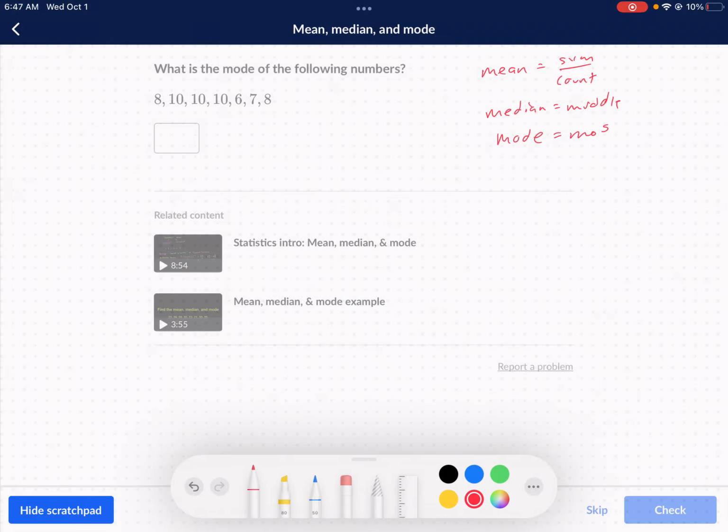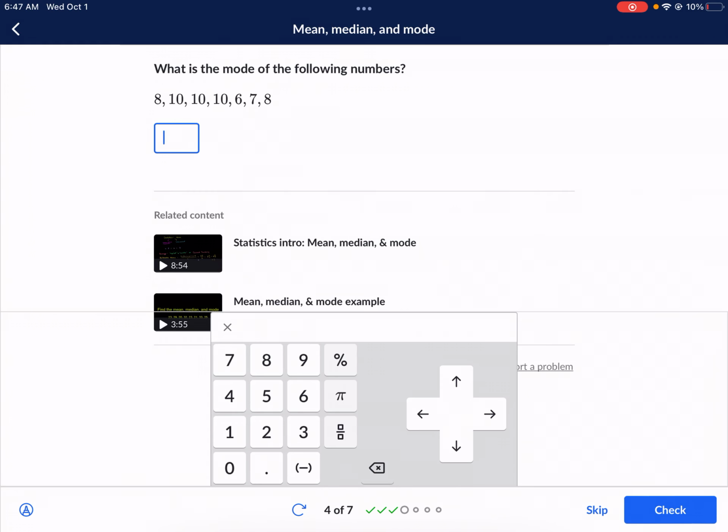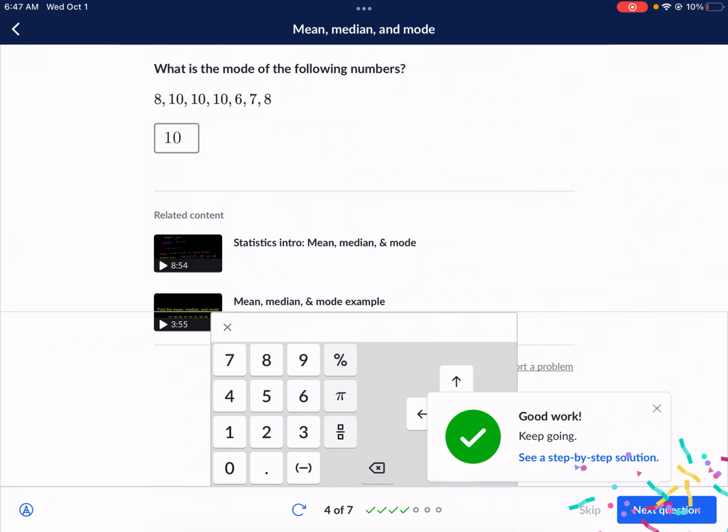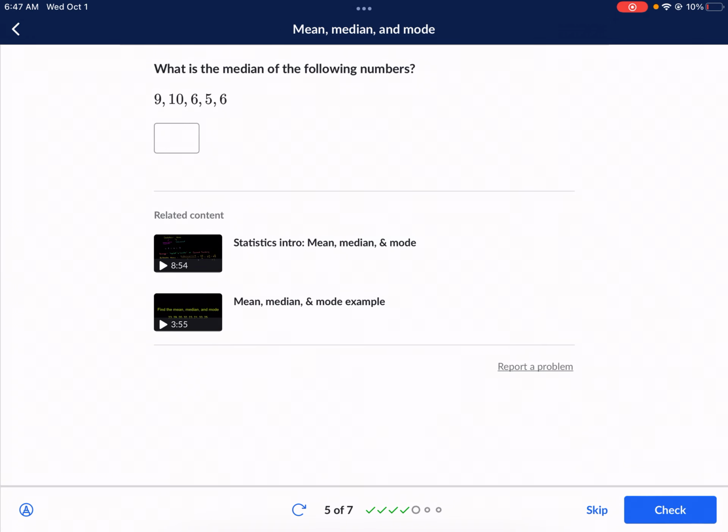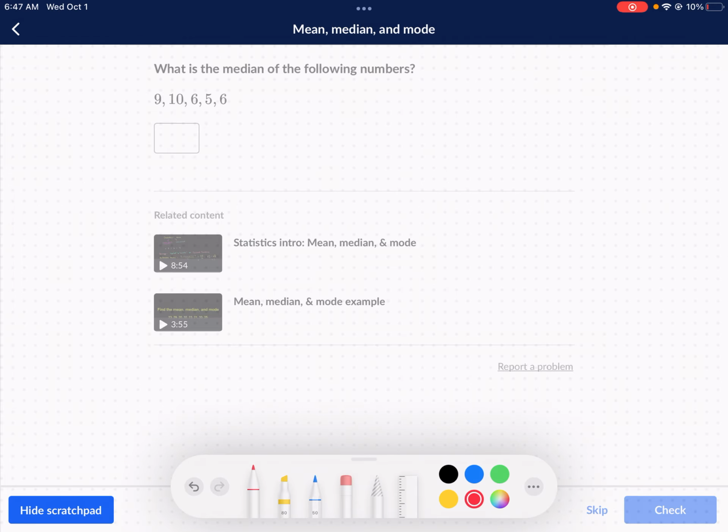Okay. So what is the mode of this one? Well, we got 3 tens. This one's super obvious. We don't even need to order them just because there's so few. 3 tens, that is going to be the mode. The median, we have 5 numbers here. This is going to make it easy because it's an odd number. So we're going to go 5, 6, 6, 9, and 10.